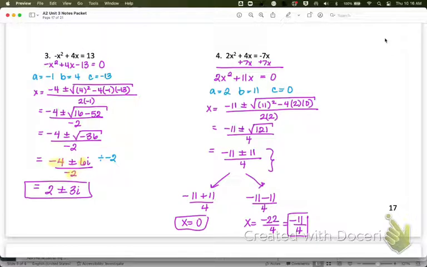Okay, so that's how we use the quadratic formula. And so that's what you're going to practice. And that's where we'll stop for now.